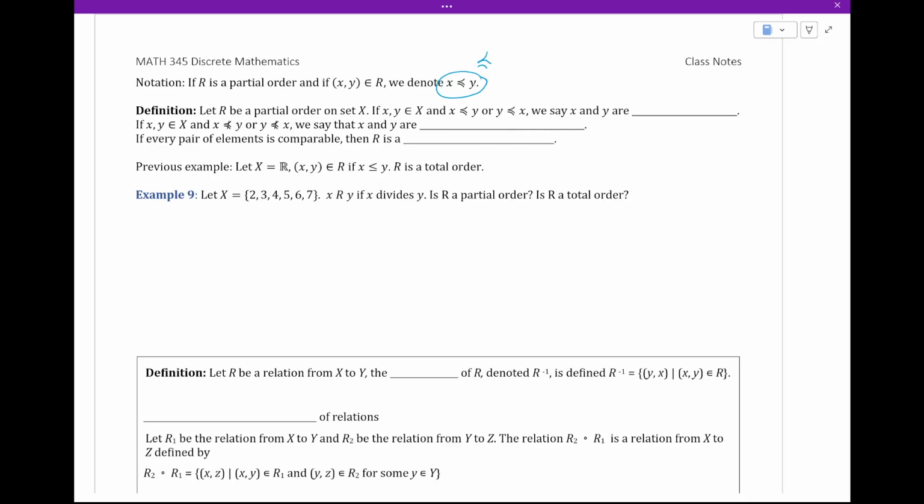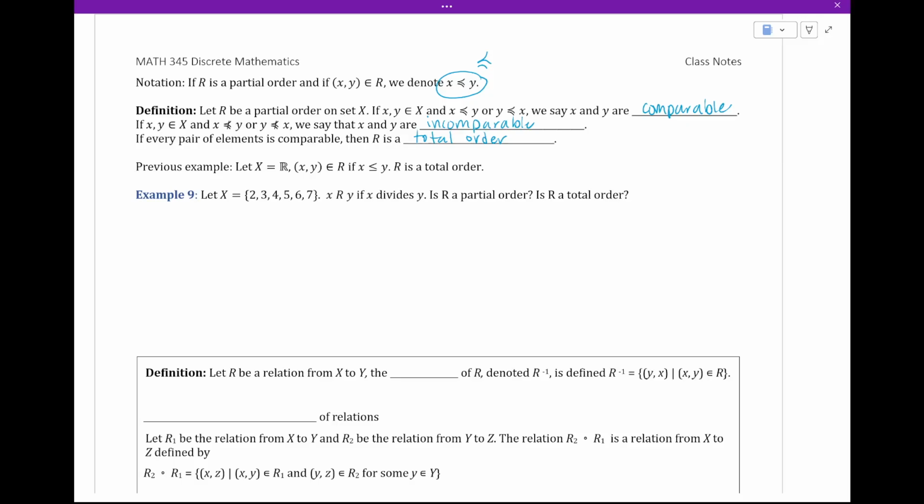Okay. Definition. Let R be a partial order on set X. If X, Y is in X and X, that's our new special symbol, is a partial order of Y, or Y is a partial order of X, we say X and Y are comparable. Comparable means we can put them in order. But if either one of those is not true, then X and Y are incomparable.